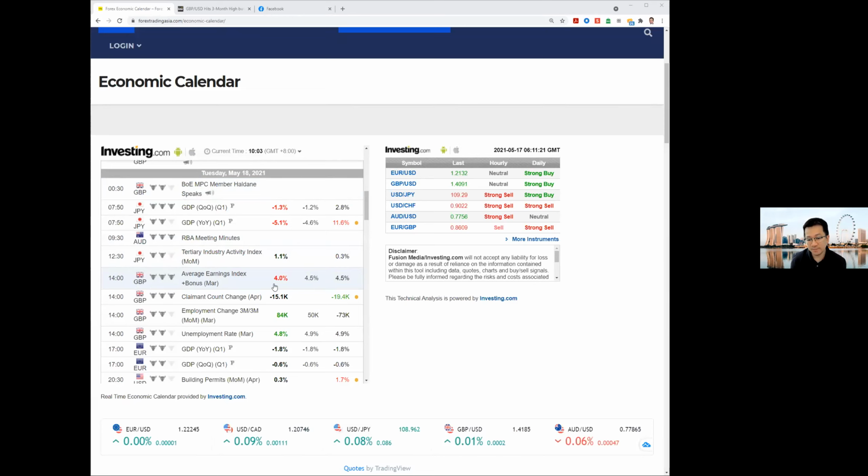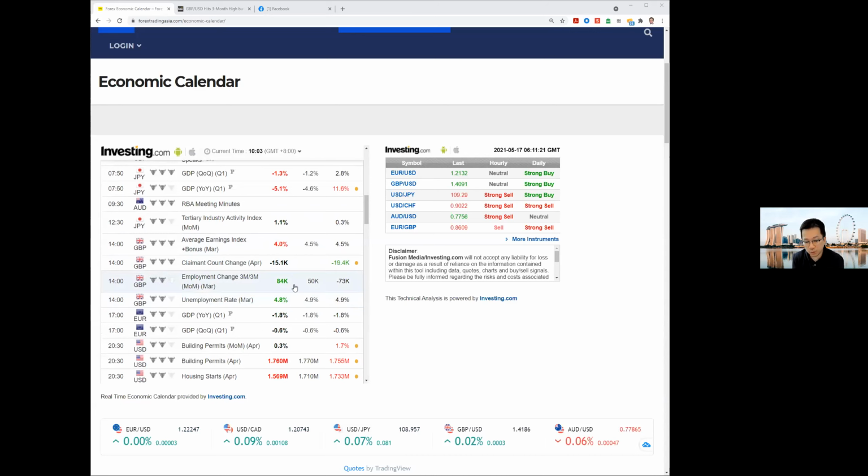Average earnings was 4%, expected 4.5. Despite this being worse than expected, it's still a positive number, so there's a good upside to this. Claimant count change was minus 19K, now came out at minus 15.1. Again, a very good number. More people going back to work, less people claiming unemployment benefits. So a very good number again for employment in terms of the UK.